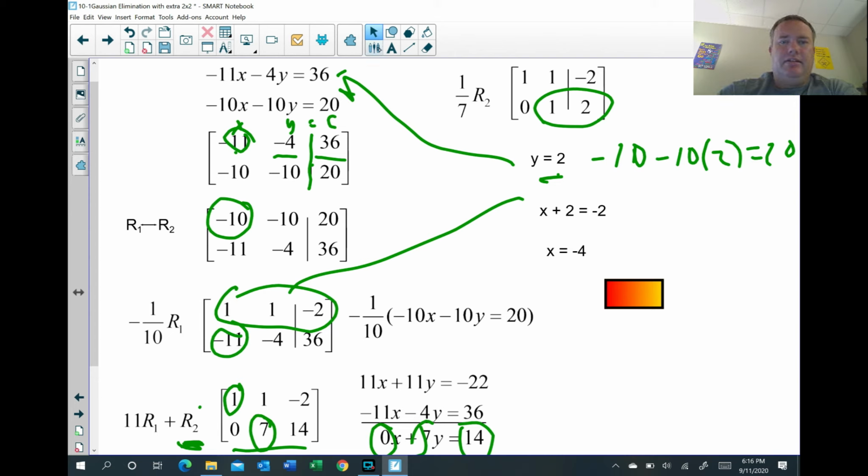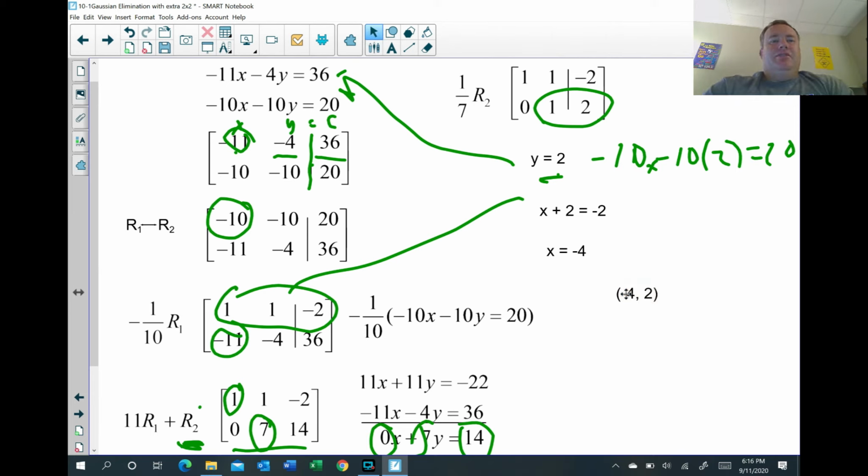Sorry, I forgot the 10x. I'm sorry, guys. Negative 10x. If you solve that, I bet you still get negative 4. Okay? So the answer to this problem is going to be negative 4, 2.